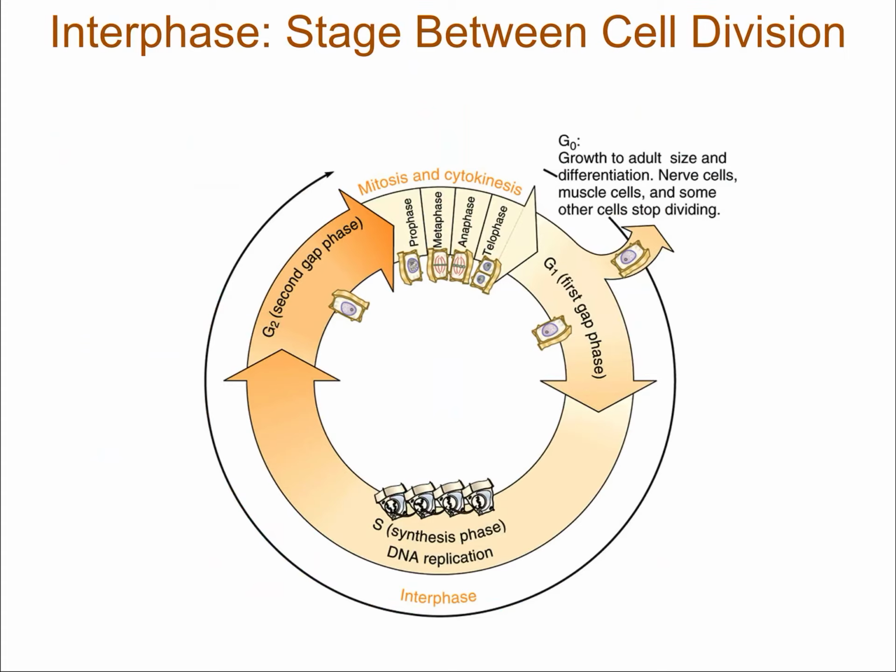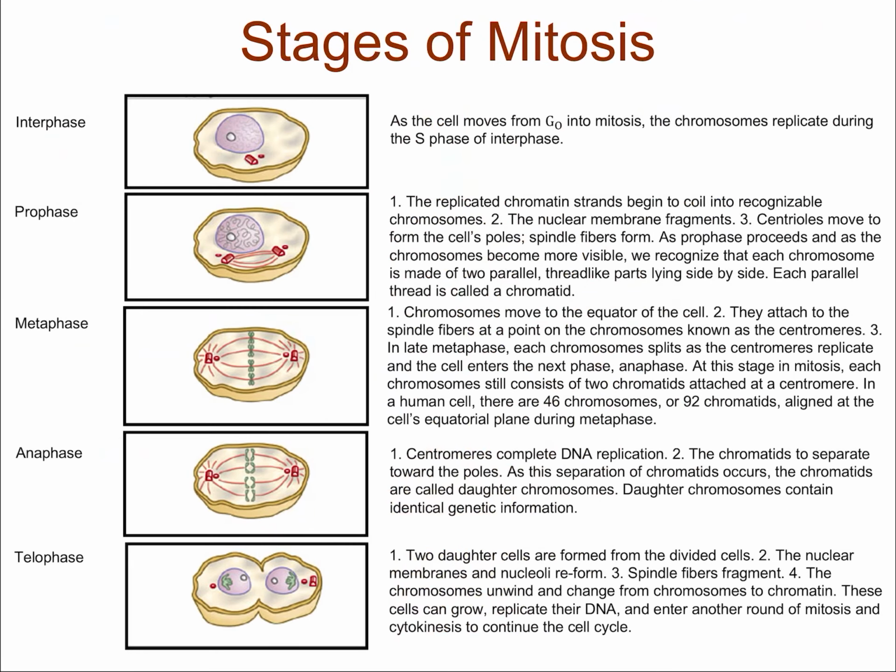Okay. So interphase is the part that's there in black, almost all of it, and there's just a small portion of it, which is the mitosis and cytokinesis. So the cell spends a lot of time in the growth phase and just a little bit in the actual division stage. So here's another example of what's happening during the interphase. It tells you the cell moves from G0 into mitosis, the chromosomes replicate. Then once it moves to prophase, you have now this replication occurring.